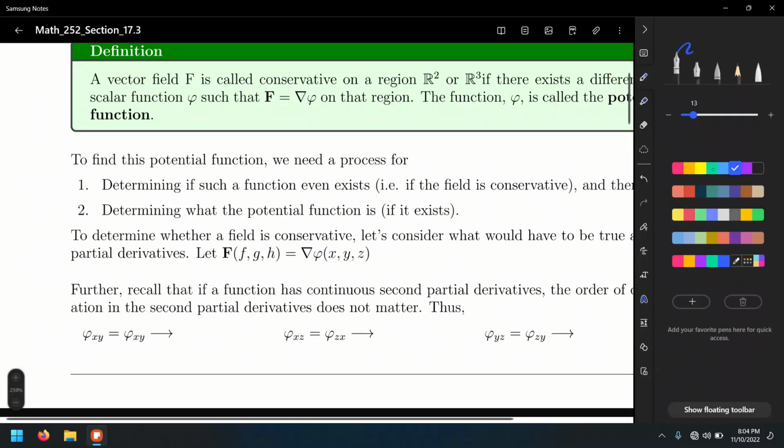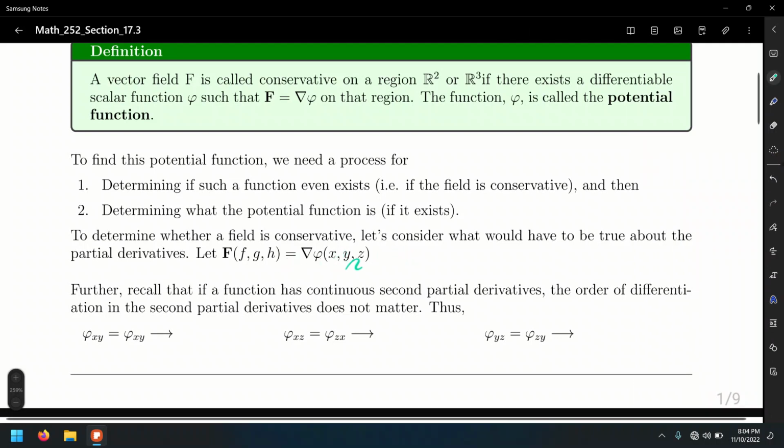From here, one thing to keep in mind is that f equals the partial derivative of the potential function with respect to x, g is the partial derivative of the potential function phi with respect to y, and h is the partial derivative of phi with respect to z, which is simply the partial derivatives in angular brackets notation, right? That's from a couple of chapters ago when we did the gradient.